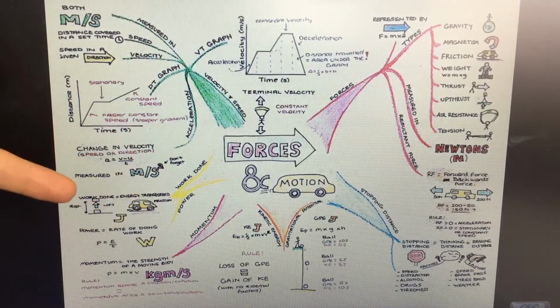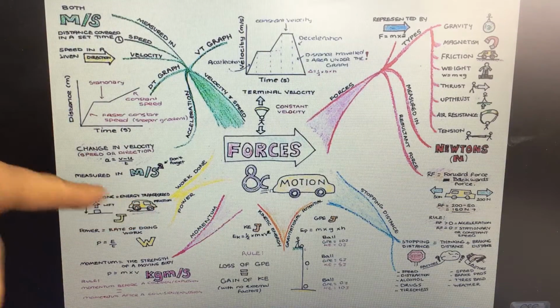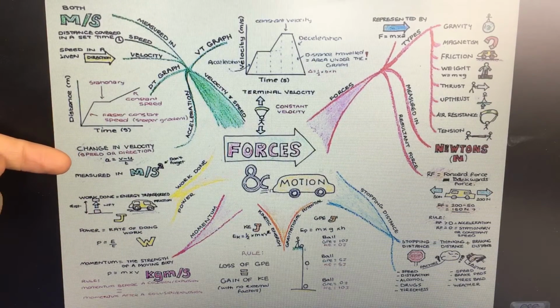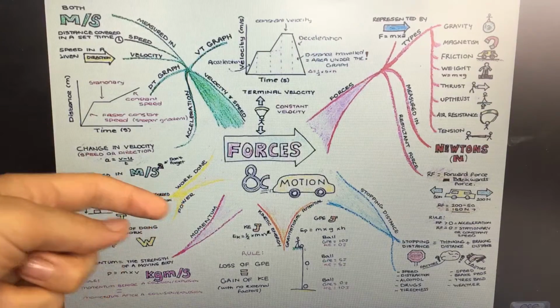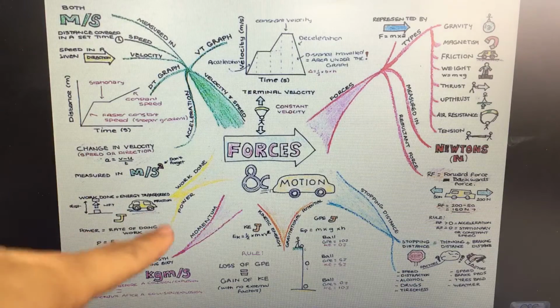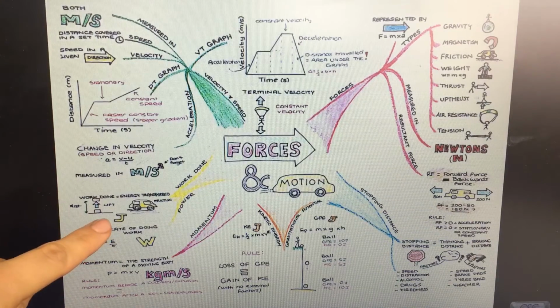Work done. There's also a video on this separately. Work done is equal to energy transferred, okay? That could be either lifting an object against gravity or moving an object against friction. You're doing work in both of those. Work done is equal to the force times the distance, okay? So force in newtons times the distance in meters. Work done is in energy, so it's measured in joules.